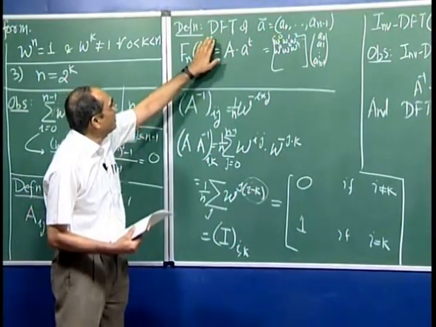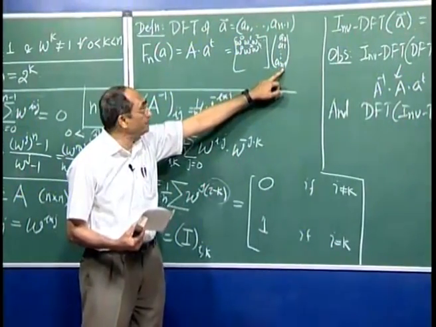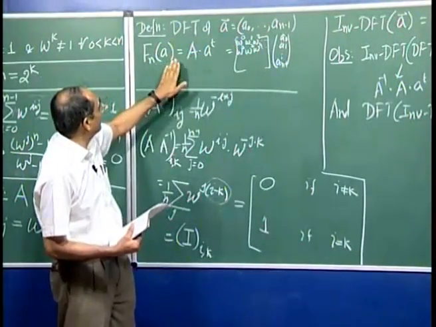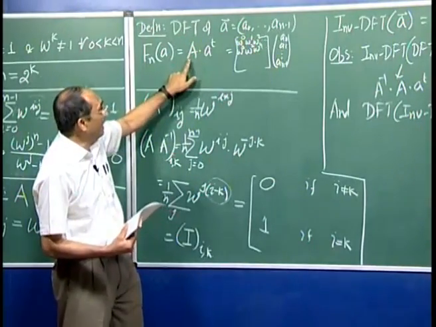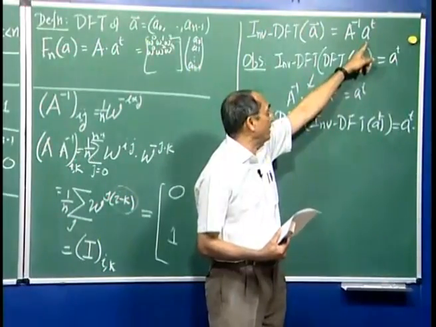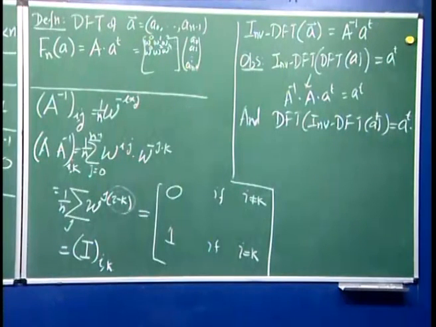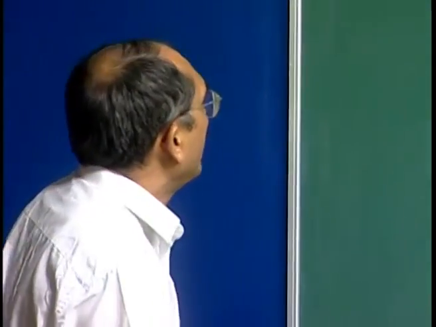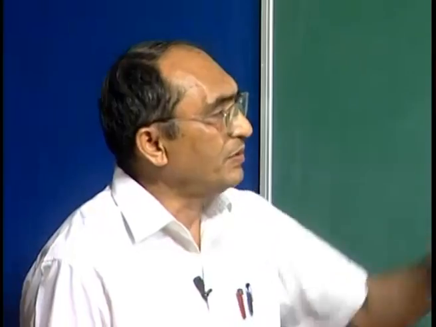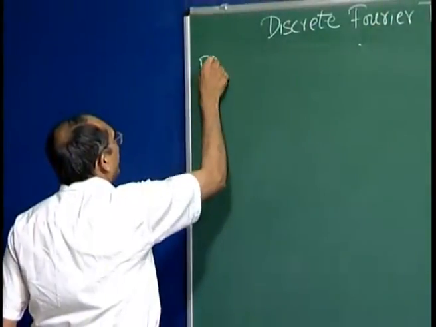Hence, we have a very simple notion. The DFT or discrete Fourier transform of a vector is nothing but the product A times this vector. Similarly, the inverse discrete Fourier transform is A inverse applied on vector a. Now, next we are going to see how to compute this efficiently. An efficient algorithm which takes advantage of certain structure of these w's is called the fast Fourier transform, or just FFT.